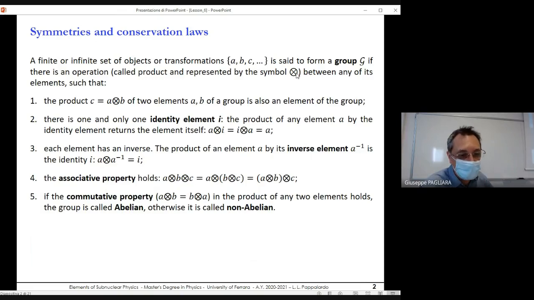The associative property holds, so (A times B) times C is equal to A times (B times C), or A times B times C. And if the commutative property of the product holds for any two elements of the group, then the group is called abelian. Otherwise, it is called non-abelian. Okay, so this is general for any kind of group, meant as a mathematical concept. Now we will use this concept, of course, for our case, so for the group of transformations in particular.